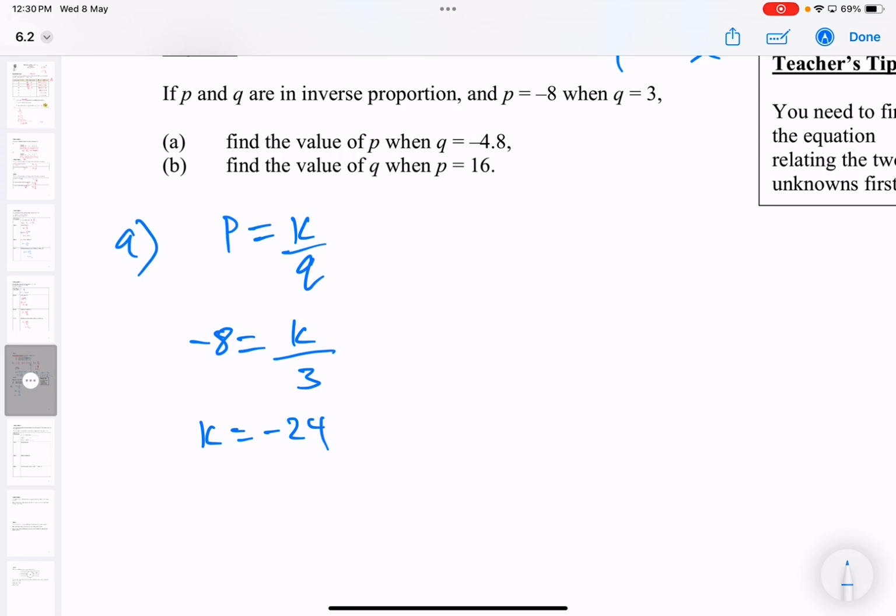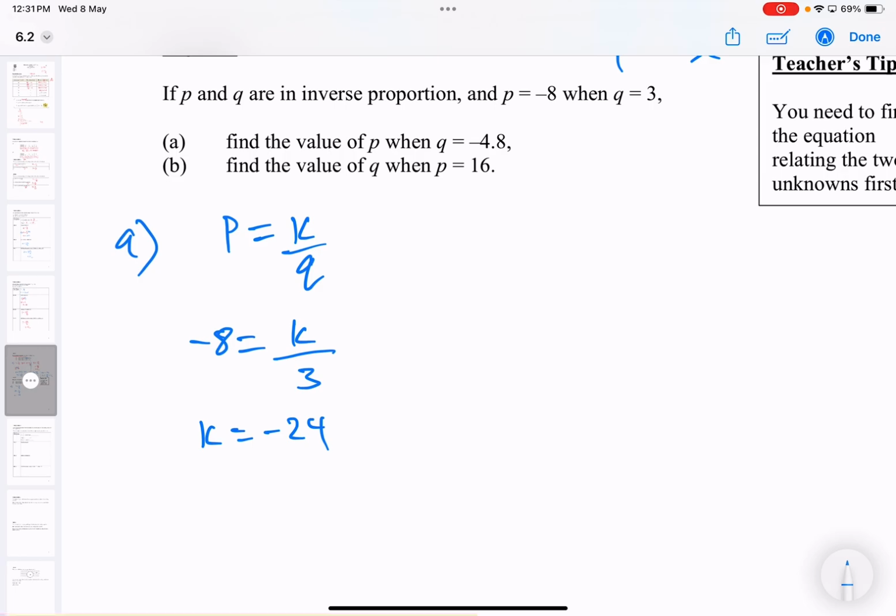So you know your formula now, what's the equation? P is equals to negative 24 over Q. Now you want to find the value of Q when your P is 16. So find the value of Q. Okay, cross multiply.